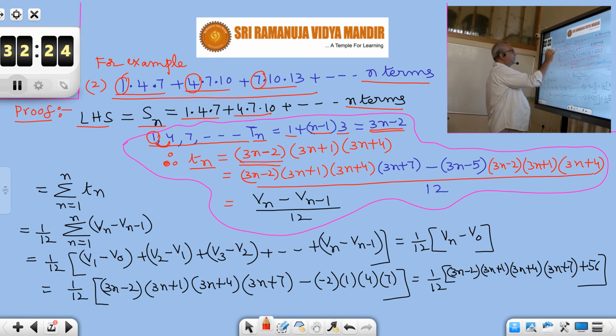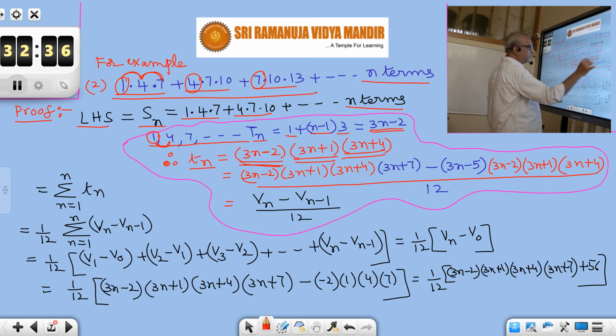How do you get the second factor, third factor? Just by adding 3. Add 3 and again add 3. So, to this if you add 3, you get 3n plus 1. Again add another 3, you get 3n plus 4. So, this is the formula for what? Nth term of this series.